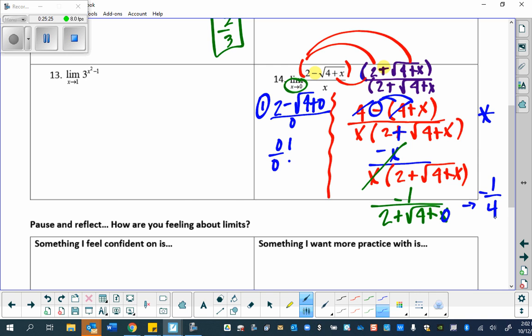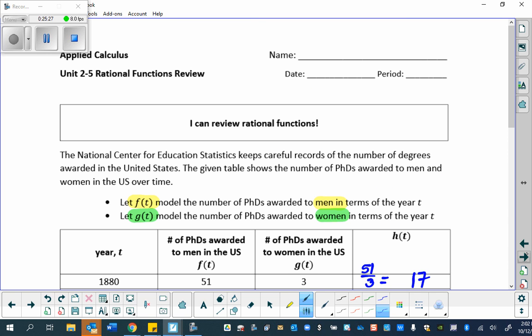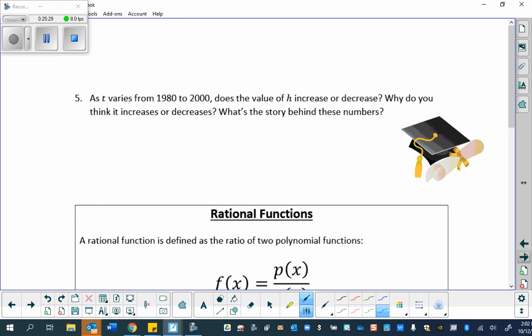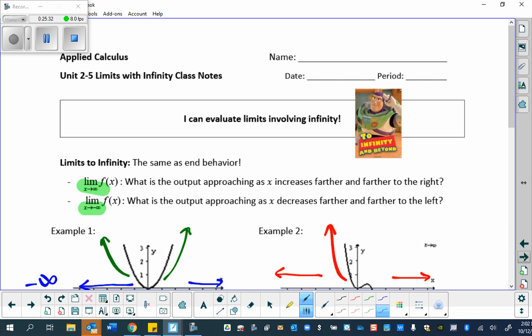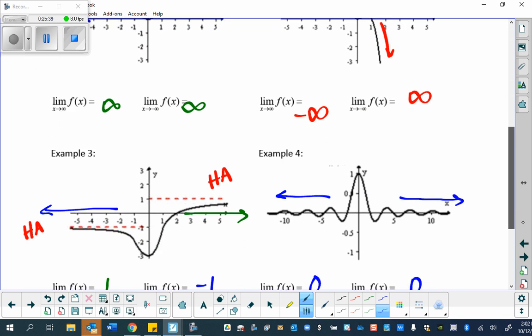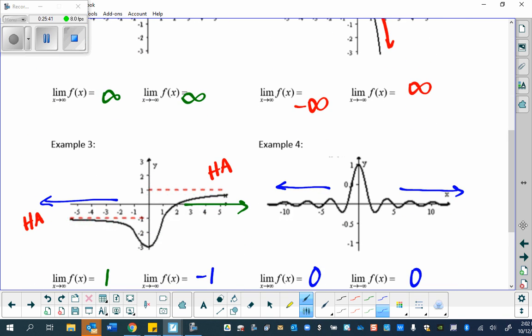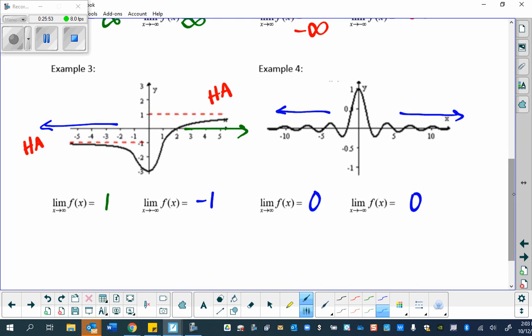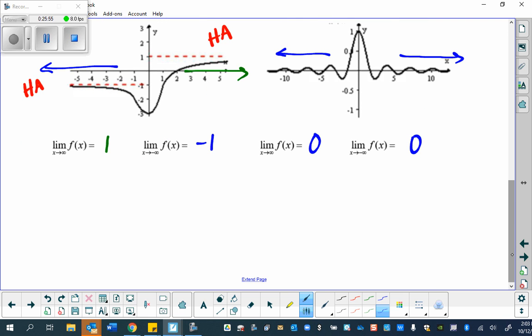All right. After we talked about manipulation, we reviewed rational functions, and then we went ahead and talked about limits to infinity. The reason why we care about those rational functions is because every time I end up with a vertical or a horizontal asymptote, it changes my graph and it affects my limits. So looking at where that horizontal asymptote is talks about where my function is going as x approaches positive and negative infinity.